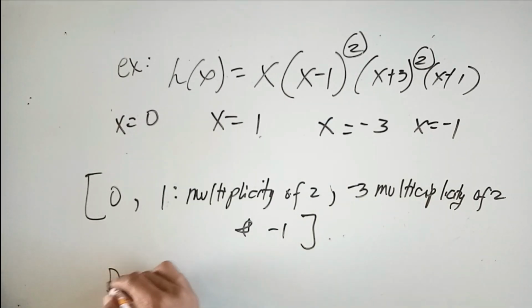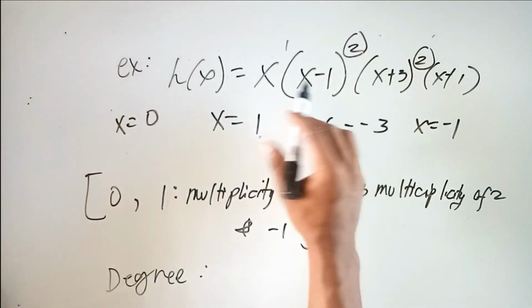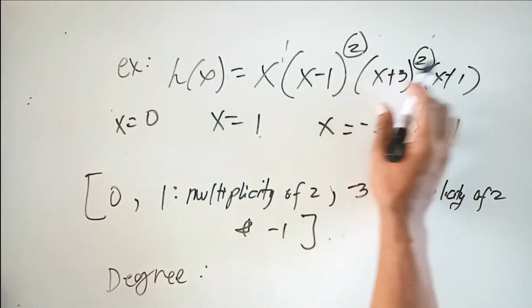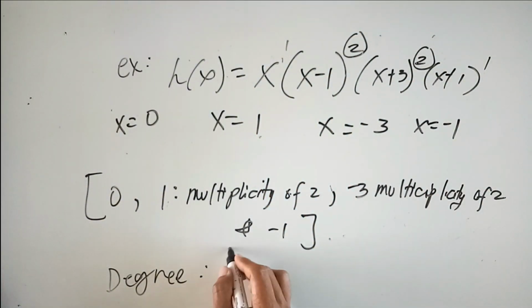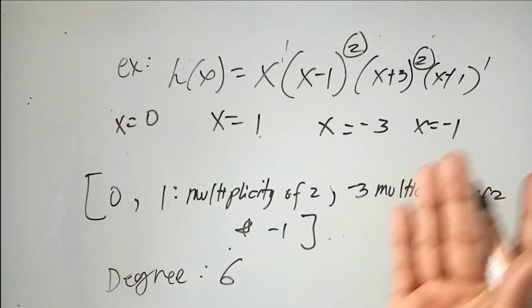Now, how will you identify the degree? Of course, by simply counting. You have 1 here, 1 plus 2 is 3, plus 2 is 5, plus 1 is 6. Therefore, the degree is 6. As easy as that.